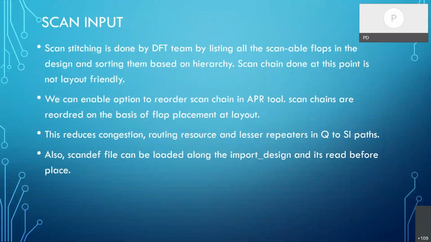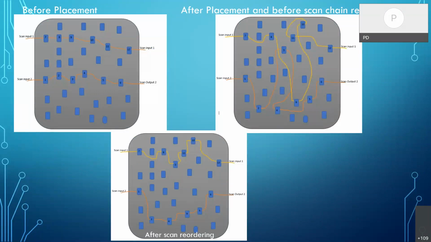And yeah, by providing the scan input, with this we can explain. Say for example, when the synthesis is done, the DFT team will get all the scannable flop details, and they will do the scan stitching. At that time they don't know where the placement tool is going to place these flops. They will just stitch the scan chain for the DFT purpose, and give it.